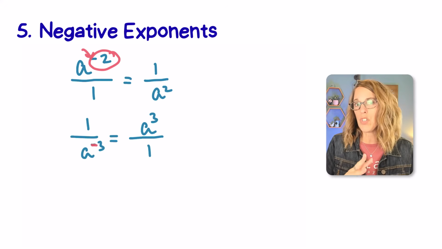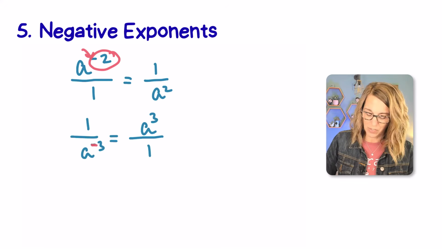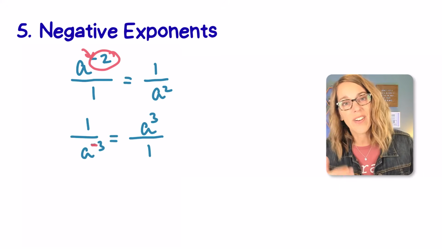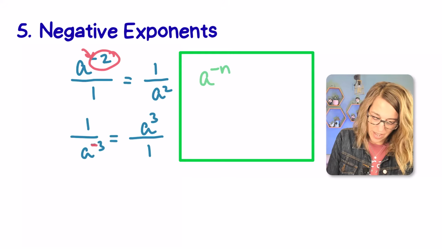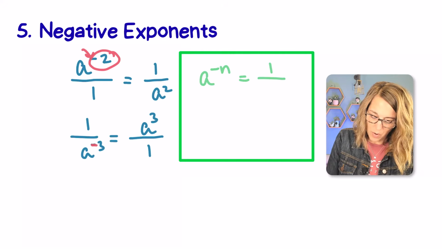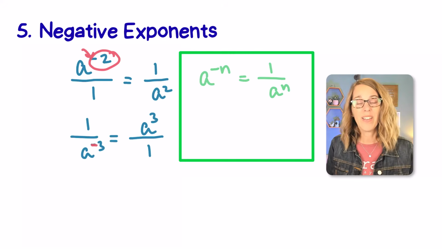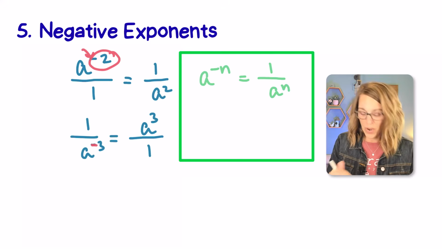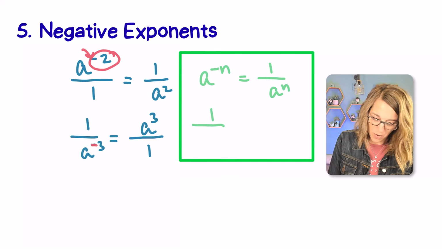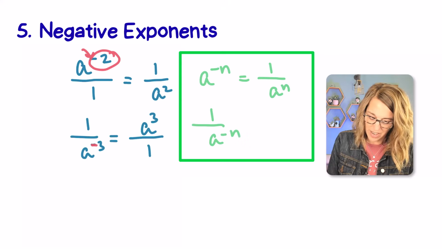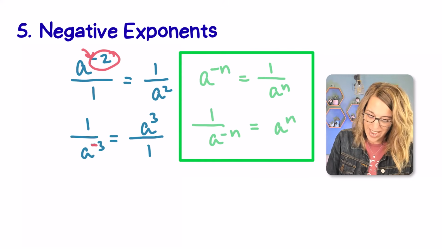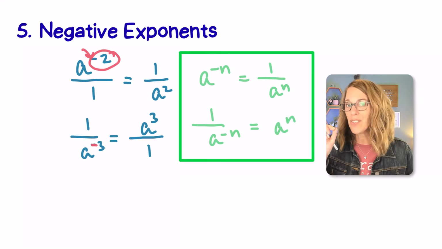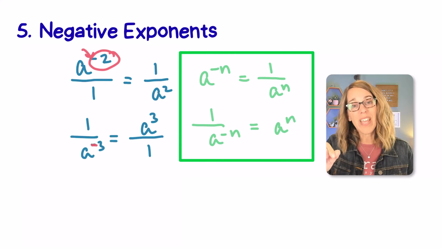So this is going to give us really two versions of this rule. As I put this rule together, I'm going to write it in two ways. I'm going to write it as a to the negative n is equal to 1 over a to the n, but I'm also going to write the second form that we worked with, and that was 1 over a to the negative n. And that brings it up into my numerator, so this is equal to a to the n. So those negative powers move the base to the other part of the fraction.